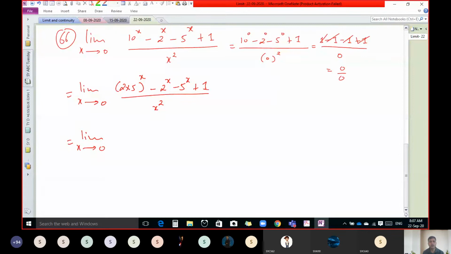How can you write this 2 into 5 whole raised to x in another way? 2 raised to x into 5 raised to x. Correct.